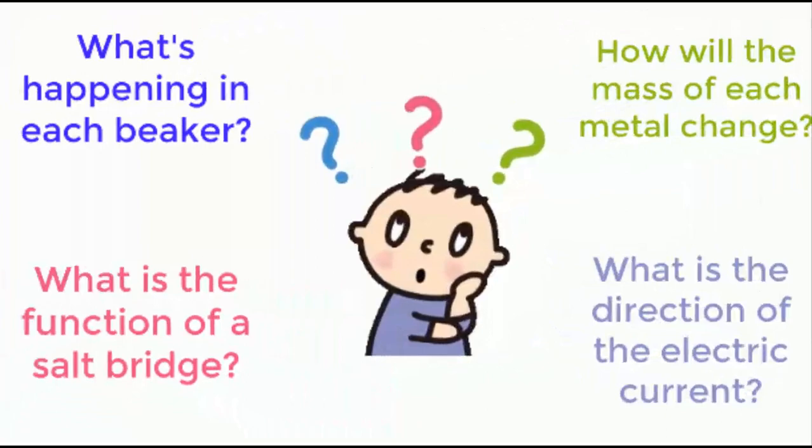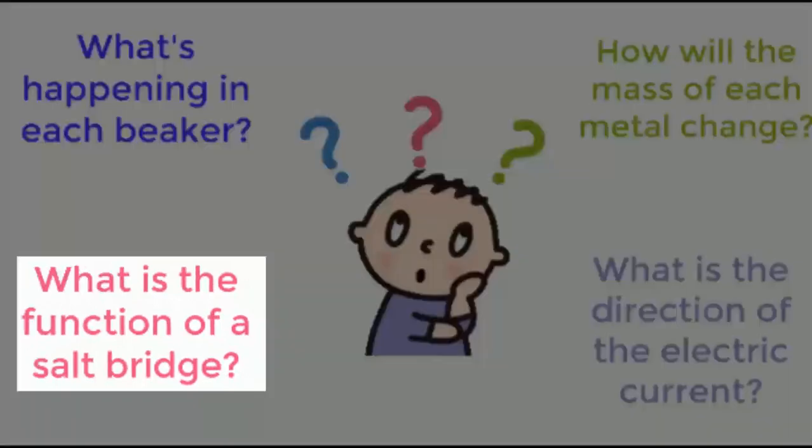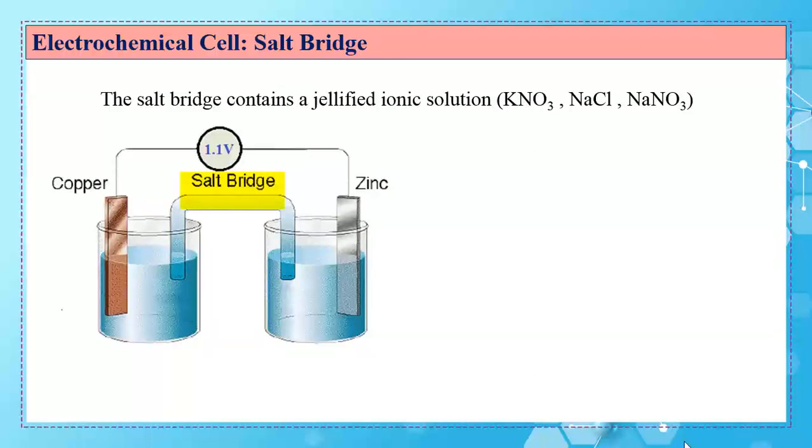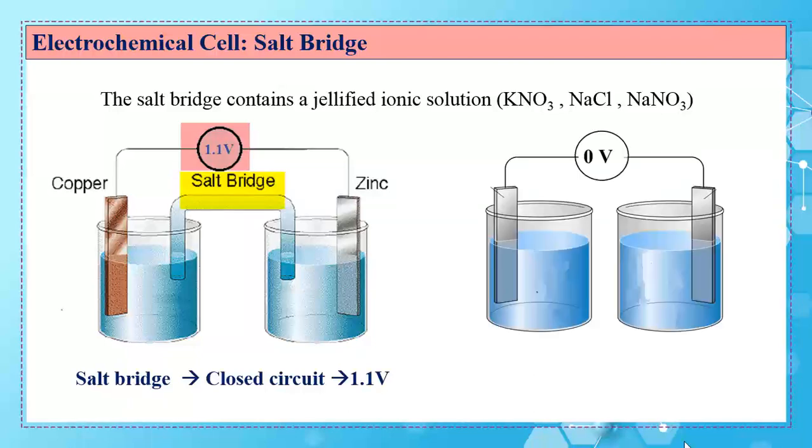Continuing with our next question, what is the function of the salt bridge? Remember that we said the salt bridge contains a jellified ionic solution, either KNO3, NaCl, or NaNO3, any kind of ionic solution. So here's what the salt bridge does. If the salt bridge is normally found in the electrochemical cell, the voltage will be 1.1 volt. However, if this salt bridge was removed, this voltage will be 0 volt.